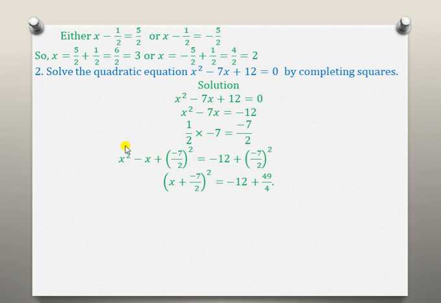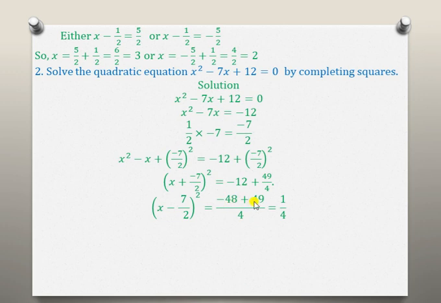Then the next step, we are summarizing the whole of this as simply (x - 7/2)² = -12 + 49/4 after squaring this. Next step is going to simplify the right hand side, then take the square root. So we have simplified this.